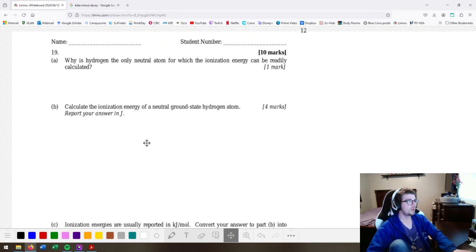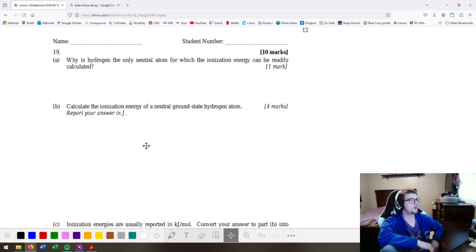Alrighty. Okay, so start with A. Why is hydrogen the only neutral atom for which the ionization energy can be readily calculated? Felipe, you got to make me actually think about this. Come on, dude. No, okay, it's fine.